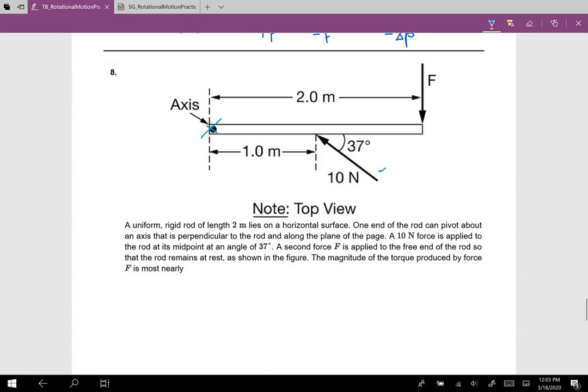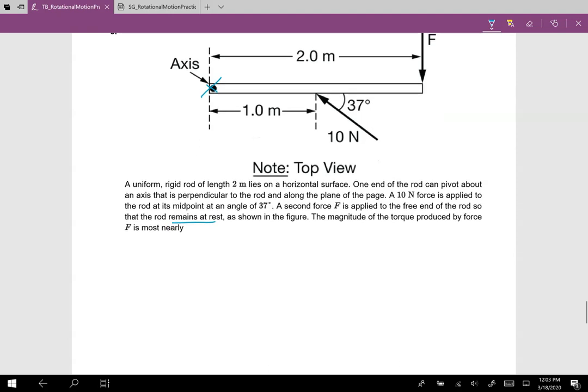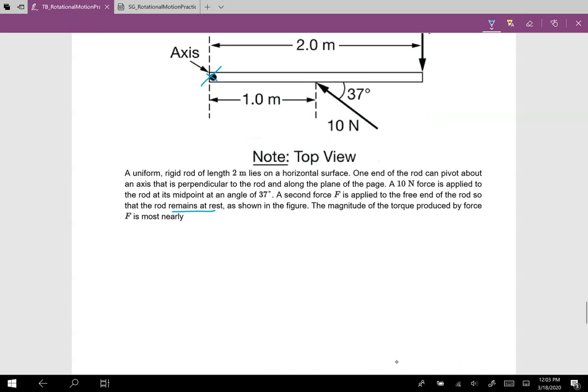One is this 10 Newton force that's acting at an angle, and one is this downwards force that is applied to the end of the rod. The main thing is that the rod is remaining at rest, so we are in static equilibrium. We know when we're at rest and remaining at rest, our net torque is equal to 0. So we want to know the magnitude of the torque produced by this force over here.